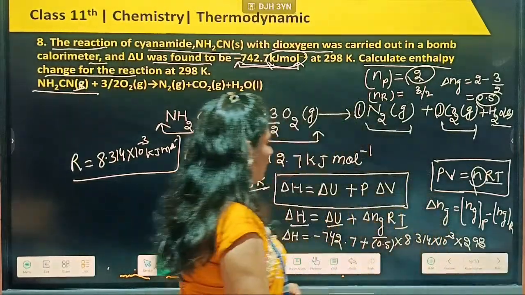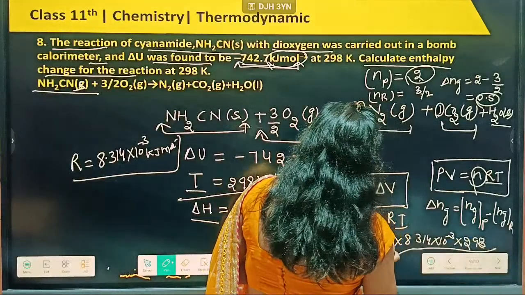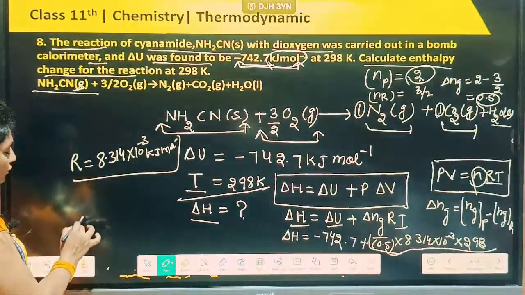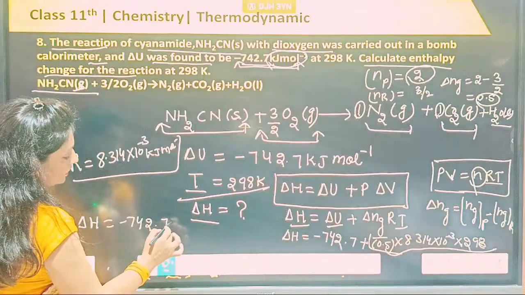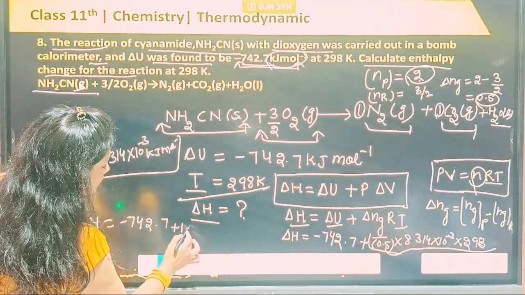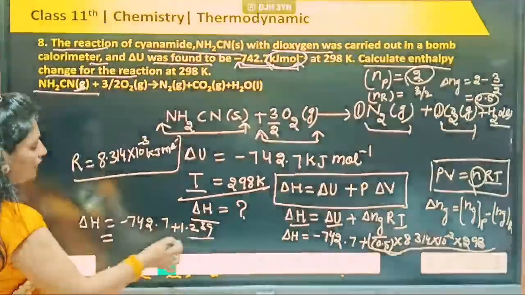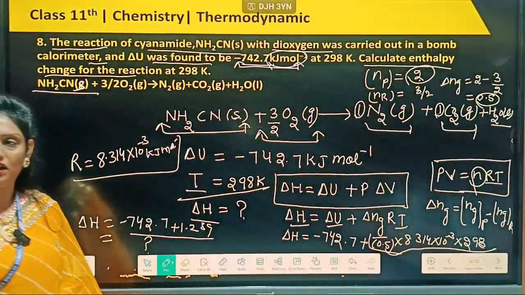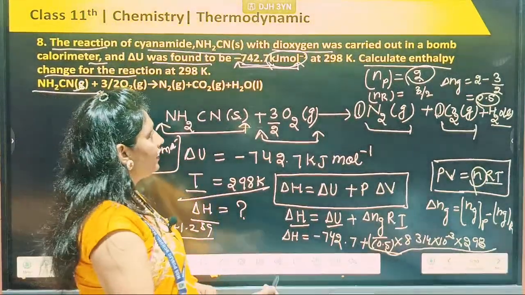Then students, if you calculate this value of nRT, you will get around 1.2 plus 1.239. Okay, then students, you can calculate this, and finally you will get your desirable answer from here. Clear to you or not? Yes. One more time you can see.